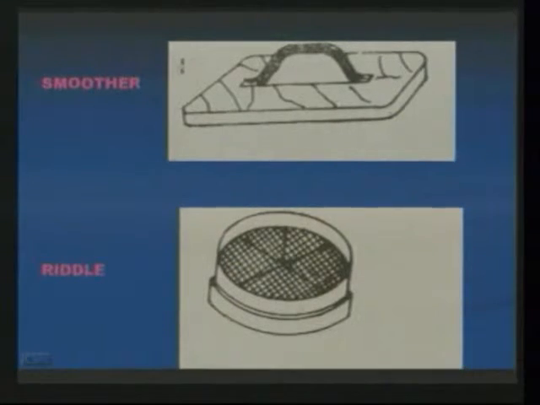The smoother is a softening plate which is used for smoothing the top surface of the mold patterns. Next one is the riddle. The riddle is used just like a sieve. It is also named a sieve, which is used for removing any unwanted impurities present in the sand.